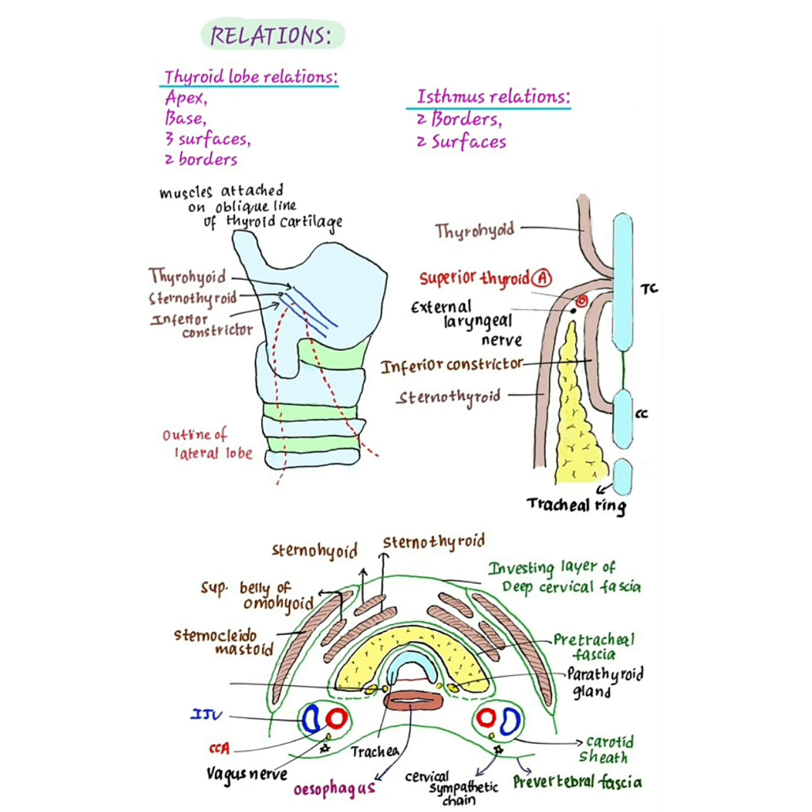Let us now revise relations of isthmus. Two borders, superior border and inferior border. Along the superior border, there is arterial anastomosis between anterior branches of superior thyroid artery. Inferior border, along the inferior border, thyroidea ima artery enters and inferior thyroid vein emerges. Two surfaces, anterior surface and posterior surface. Anterior surface, it is related to strap muscles, sternohyoid, sternothyroid, and anterior jugular veins. Posterior surface, it is related to second, third, fourth tracheal rings.